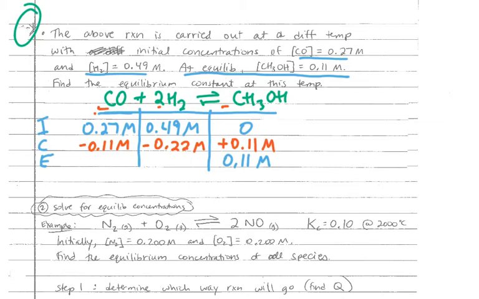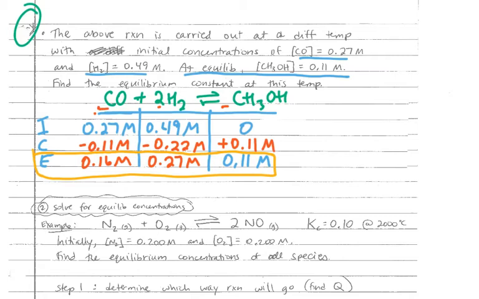Now we just do some subtraction or addition, however you want to think of it. 0.49 minus 0.22 is 0.27 molar. That's our equilibrium concentration. And over here, 0.27 minus 0.11 is 0.16 molar. So now this is the part of the table that we care about. That's what we were trying to solve for so that we can plug it into an equilibrium constant expression.